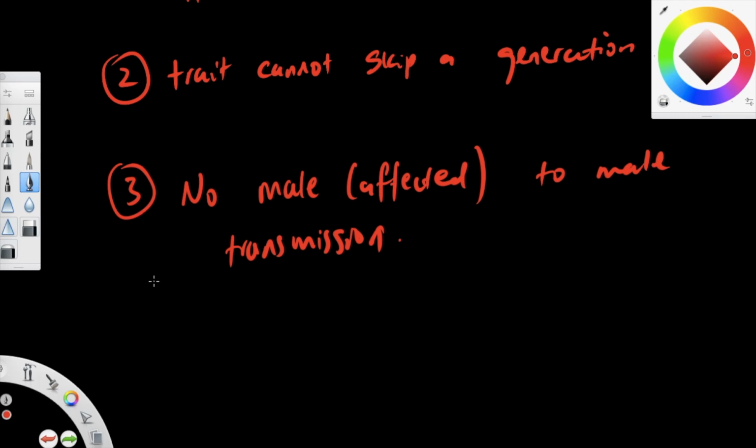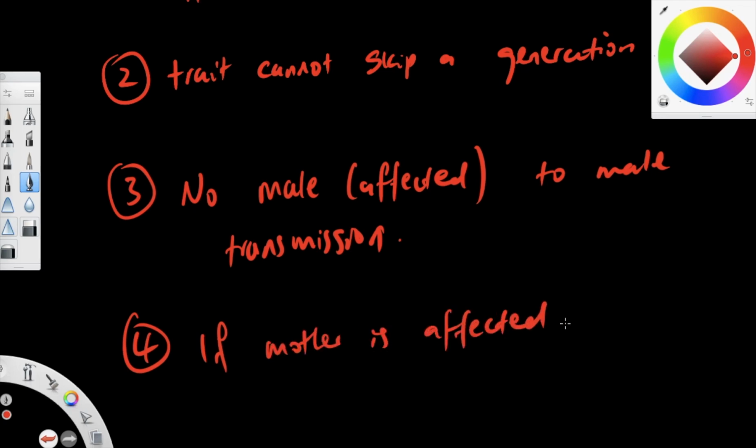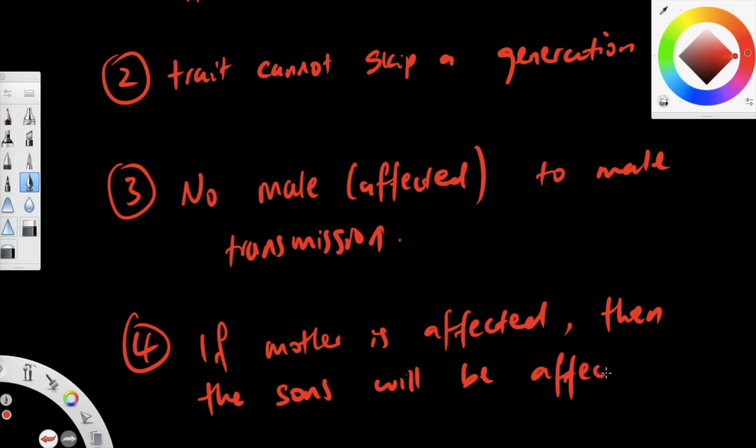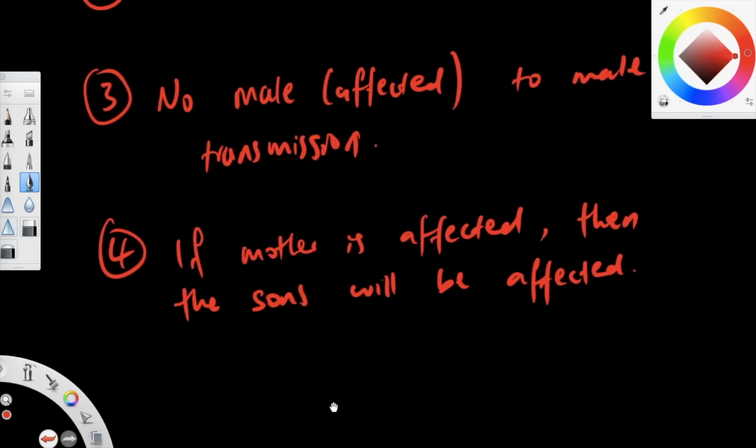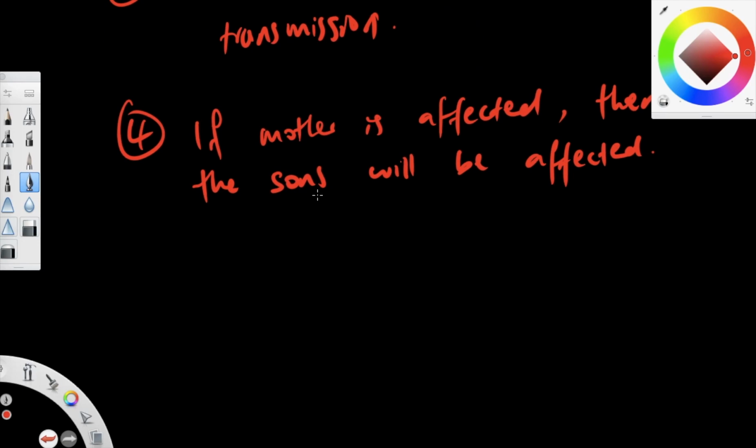Number 4 is that if the mother is affected, then the sons would also be affected. So let's just write that down. If the mother is affected, then the sons will be affected. Awesome. And why is this the case? Well, we'll see later on.